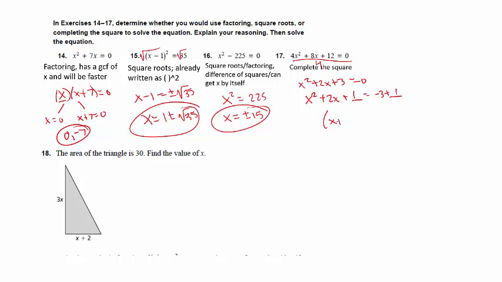And now I can rewrite this as x plus 1 quantity squared equals negative 2. And then, of course, square root both sides and get positive and negative i root 2. So my answer is negative 1 plus or minus i root 2.